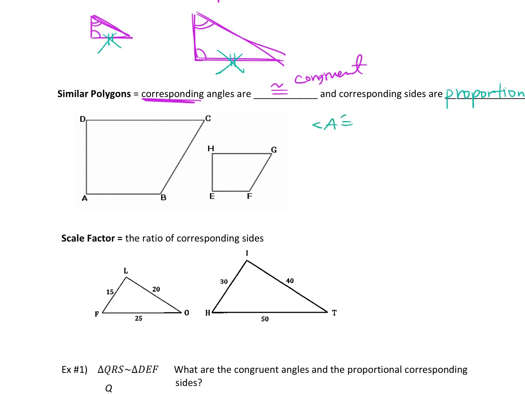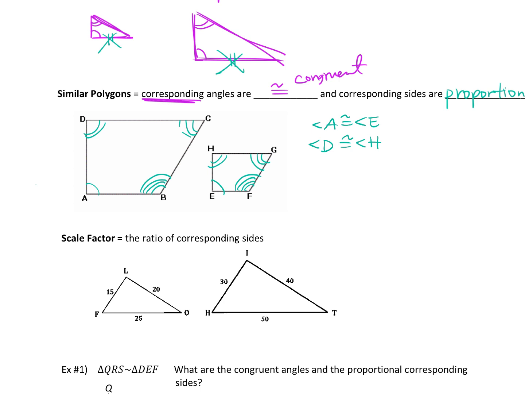Angle A is congruent to what angle, would you say? Angle E, okay? Angle D would be congruent to angle H, okay? And you can keep going. List all four as congruent. These are congruent. These are congruent. These are congruent. And these are congruent. I'm not going to keep listing them all, but they would all be congruent angles, okay?